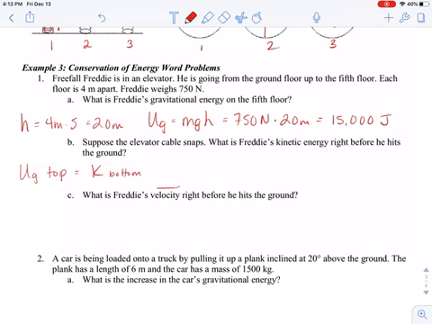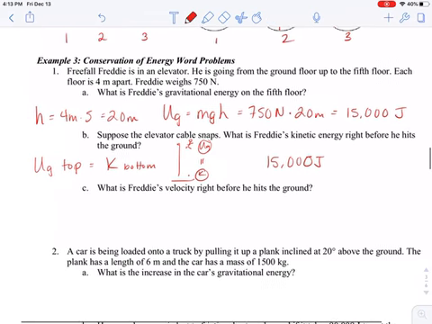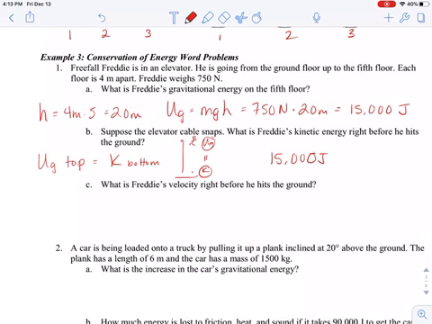So he started at the ground floor, he got lifted up to a certain height, and he had gravitational potential energy, and then right before he hits the ground, this is getting a little gruesome, these two values are equal. The gravitational potential energy at the top and the kinetic energy at the bottom are equal, which means that his total amount of energy is the same. It's 15,000 joules. We can use this to find his velocity right before he hits the ground.